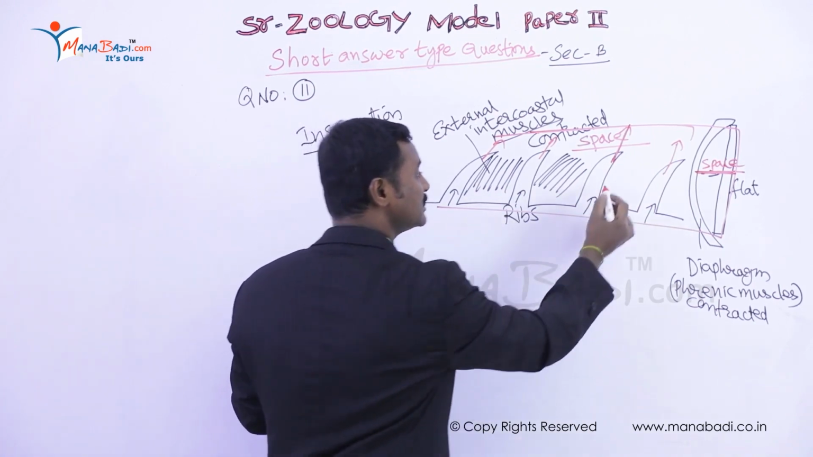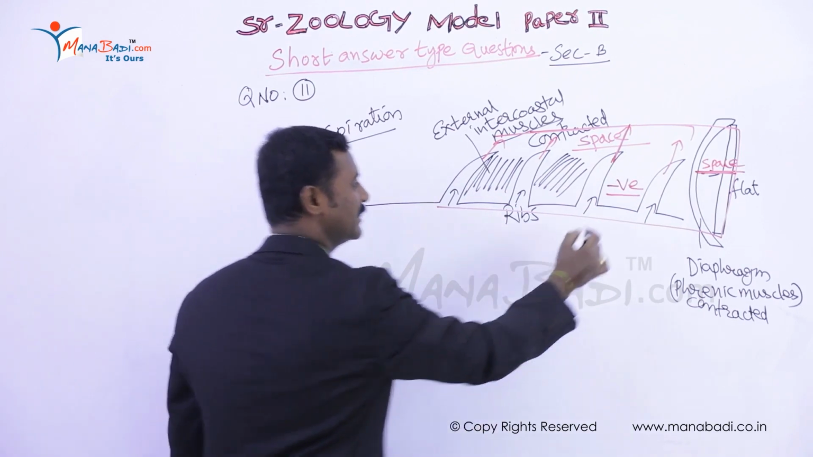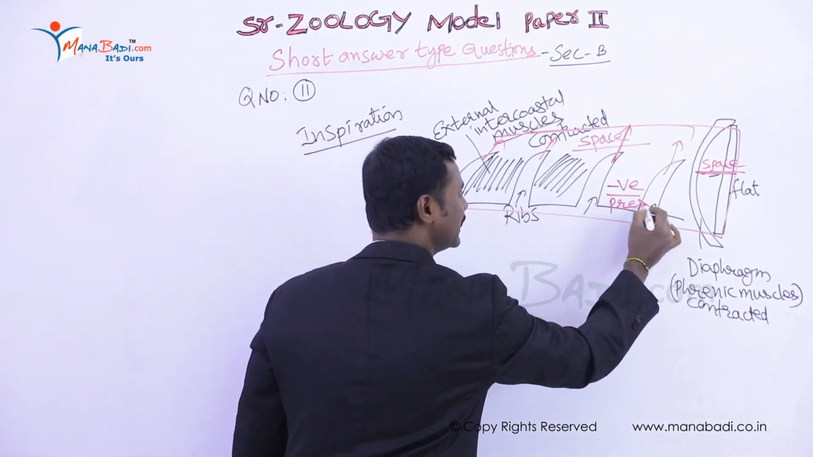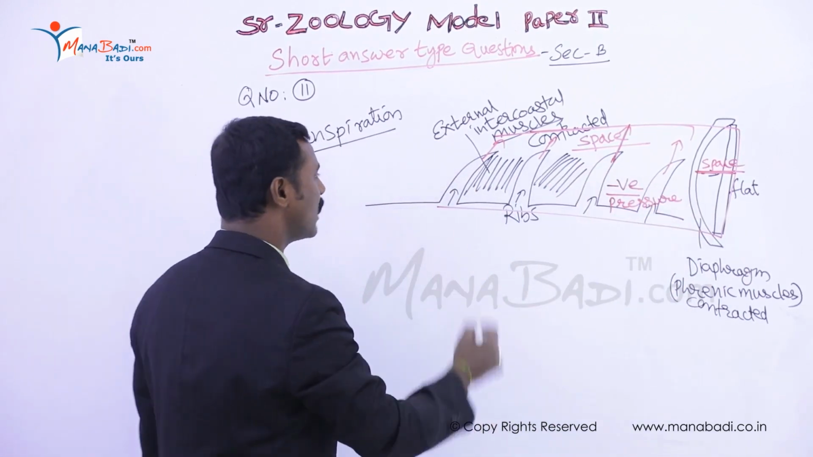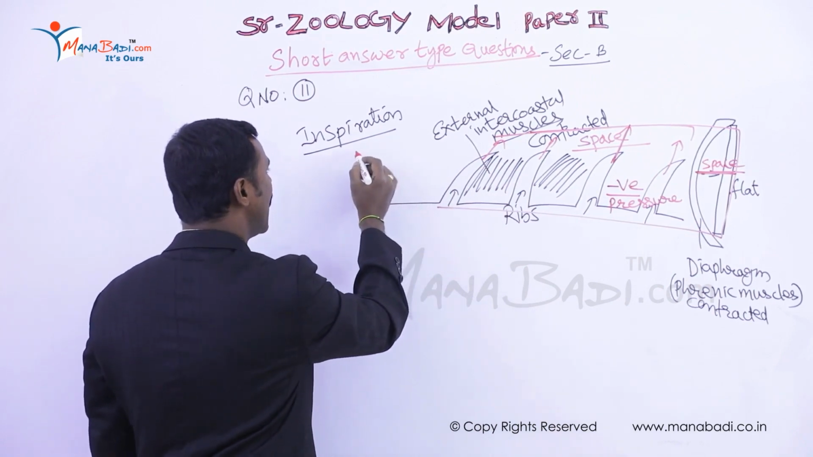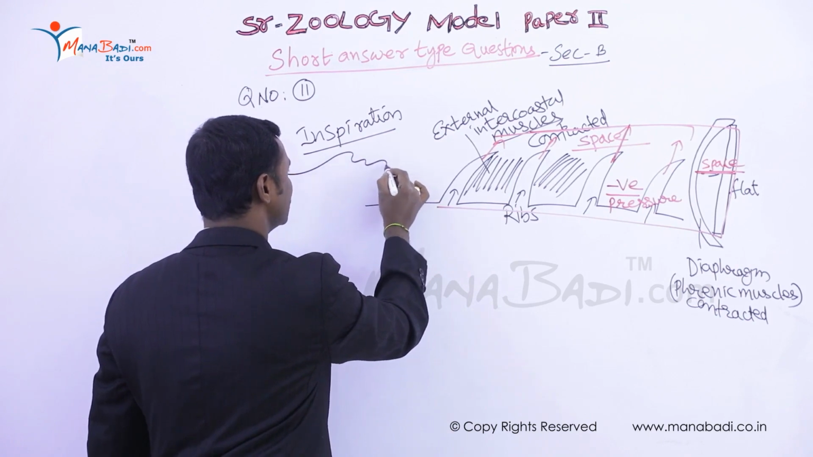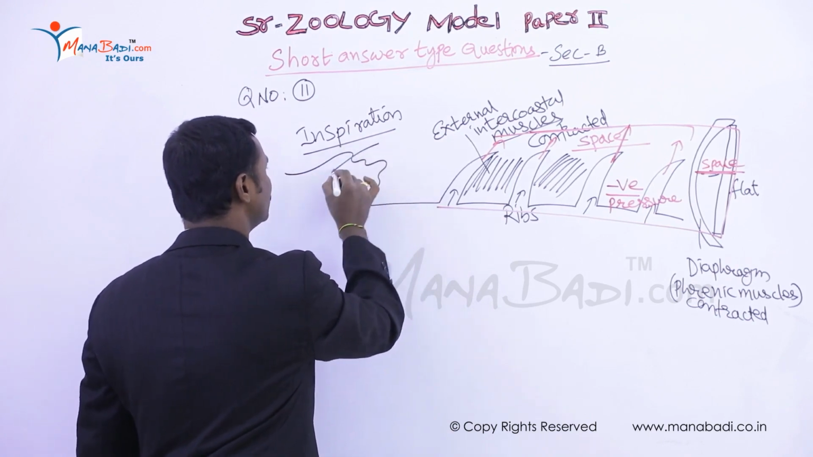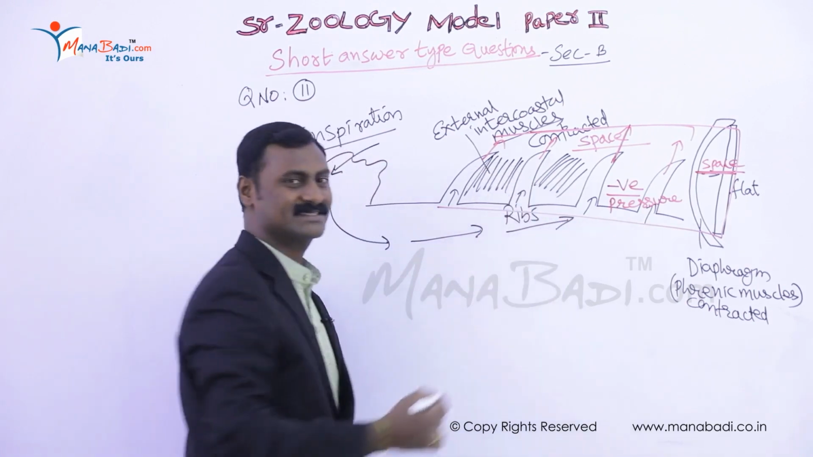Because of this, negative pressure is created in the thoracic cavity. When the pressure is lower in the thoracic cavity, automatically the air from the nostrils goes into the lungs.